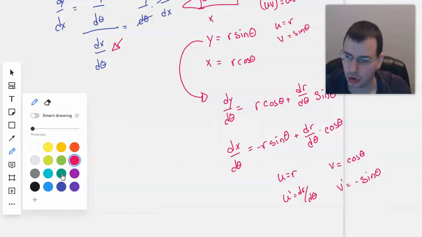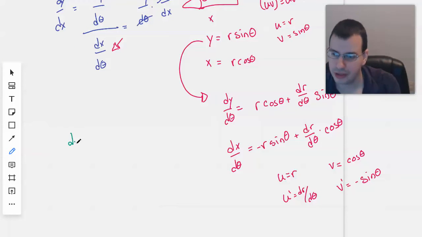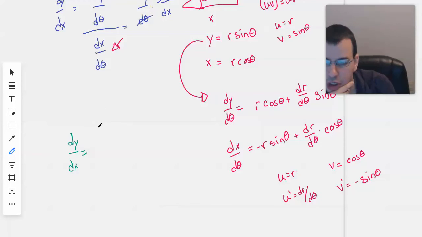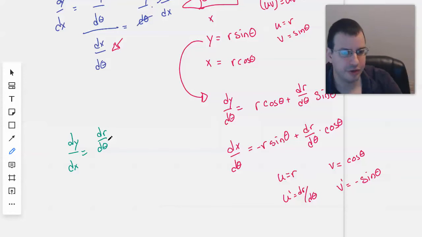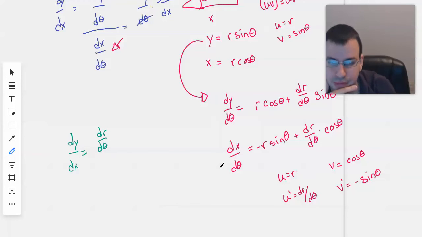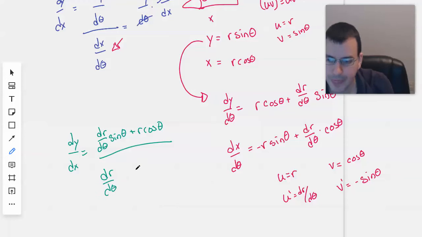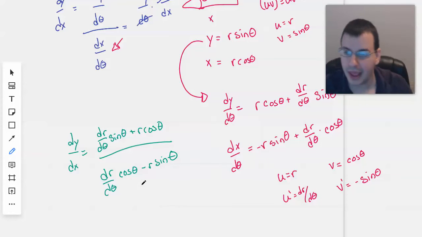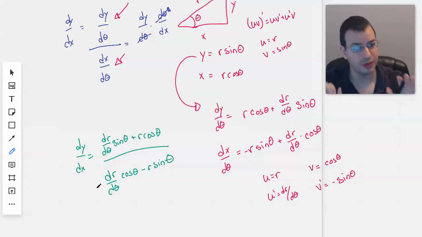Okay, putting this all together, we have dy/dx equals this divided by that, which I'm going to flip around a little bit just so that the negative sign for the dx/d theta is on the right. So: dr/d theta sine theta plus r cosine theta, all over dr/d theta cosine theta minus r sine theta. And this is the formula for the slope of a line using polar coordinates.